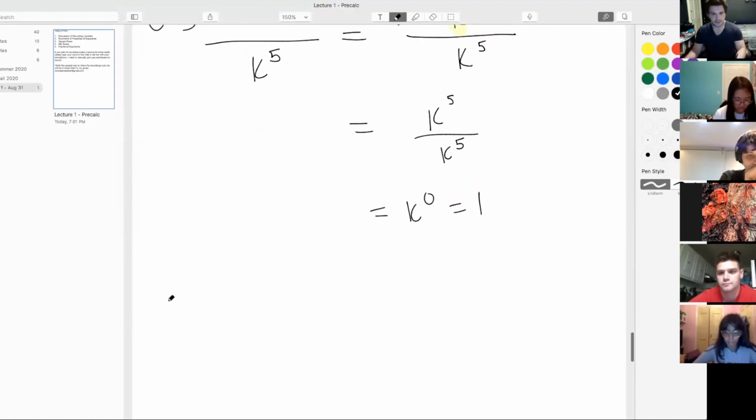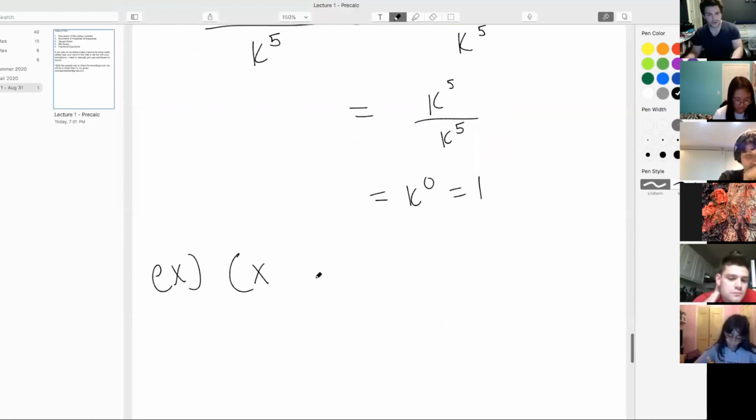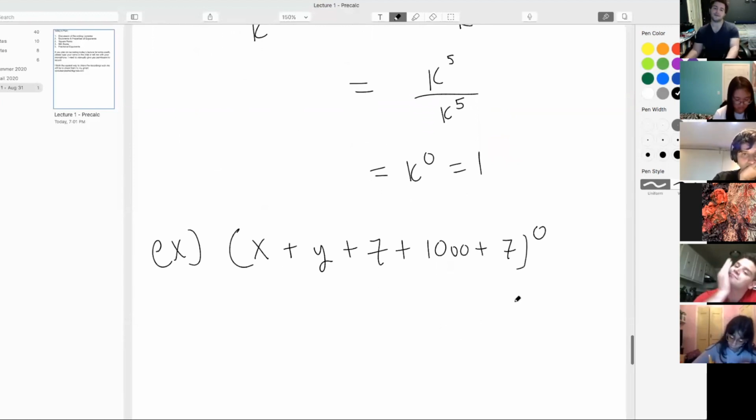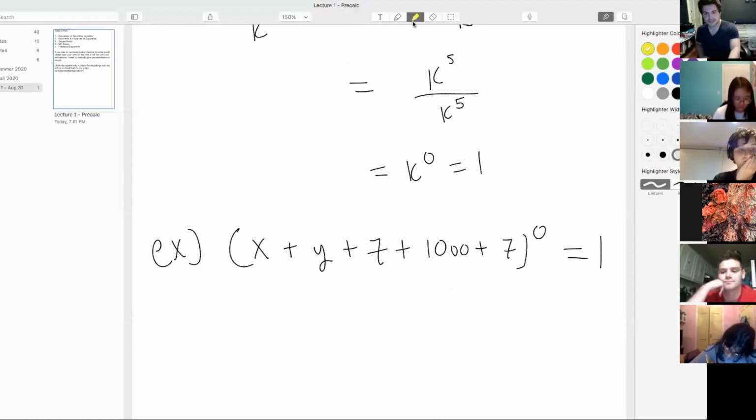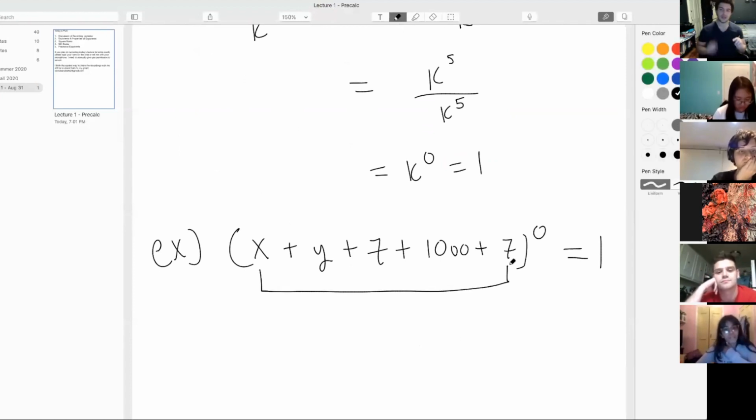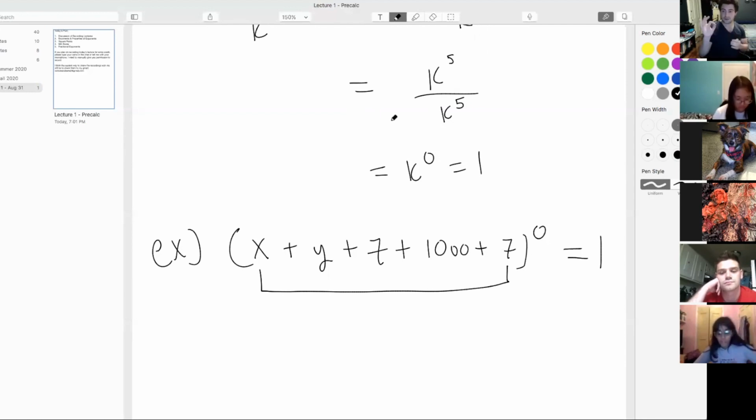And last one, how about this? This is just to show you the rule. So x plus y plus z plus 1,000 plus 7, to the 0th power. This is 1. No matter what I put inside this parenthesis, as long as the parenthesis isn't 0, the answer will be 1. I was being a little silly there, but I was making a point. Anything to the 0th power is 1.